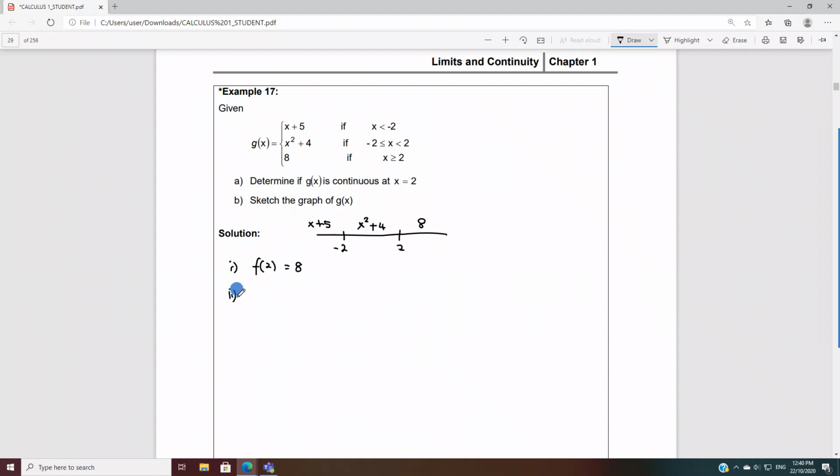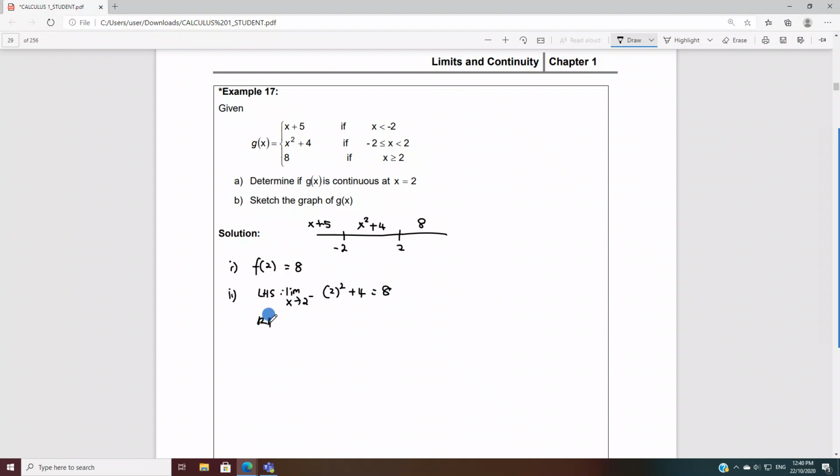Okay, second we need to find the limits kan, left hand side limits. Limits x approach to 2 negative. 2 negative maksudnya 2 sebelah kanan kiri. So kita ada 2 square plus 4 equals to 8.